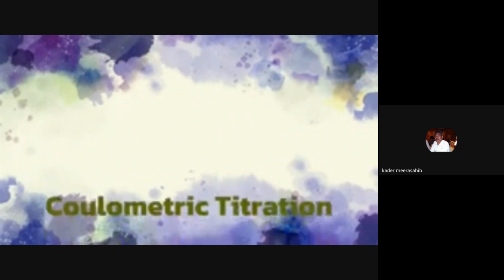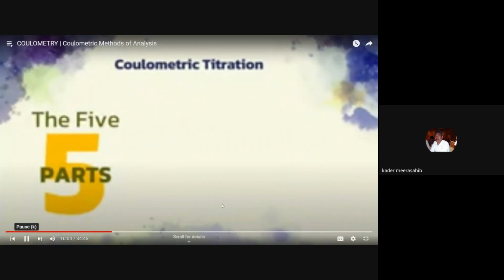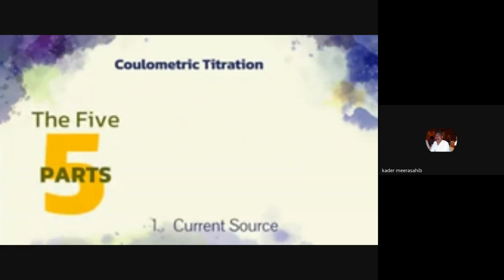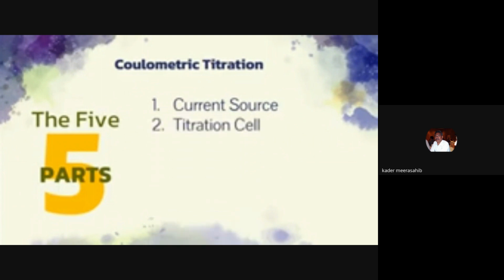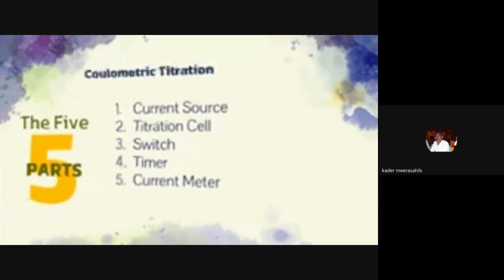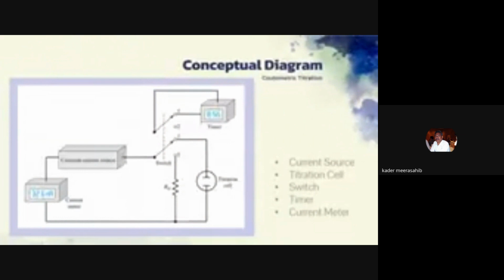Now, let's go over to controlled current coulometry, or coulometric titration. The equipment required for a coulometric titration includes a source of constant current from 1 to several hundred milliamperes, a titration cell, a switch, a timer, and a device for monitoring current. As shown in the figure, moving the switch to position 1 simultaneously starts the timer and initiates a current in the titration cell. When the switch is moved to position 2, the electrolysis and the timing are discontinued.